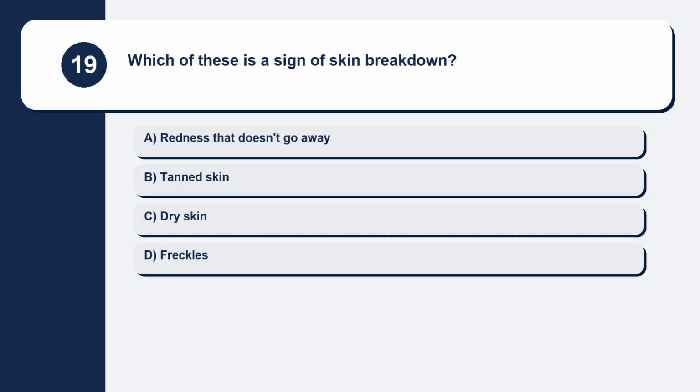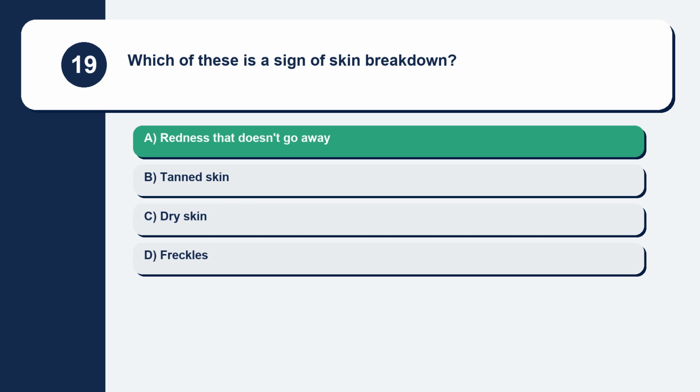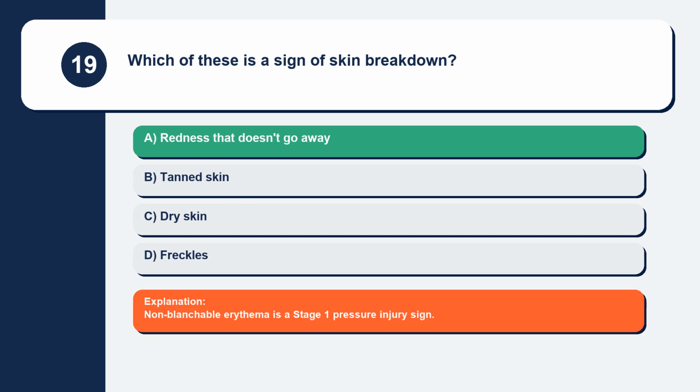Question 19. Which of these is a sign of skin breakdown? Redness that doesn't go away, tan skin, dry skin, freckles. Answer: redness that doesn't go away. Non-blanchable erythema is a stage 1 pressure injury sign.